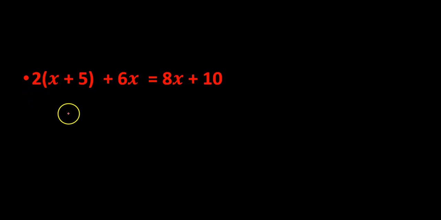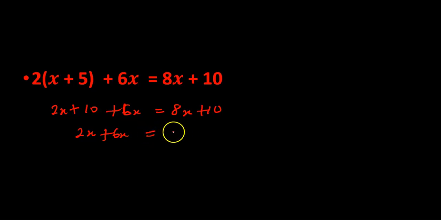Let's look at this question together. This one is 2 bracket x plus 5 plus 6x equals 8x plus 10. How do you do this? So this will give us 2x plus 10 plus 6x is equal to 8x plus 10. If I collect like terms, I have 2x plus 6x plus 10 is equal to 8x plus 10.